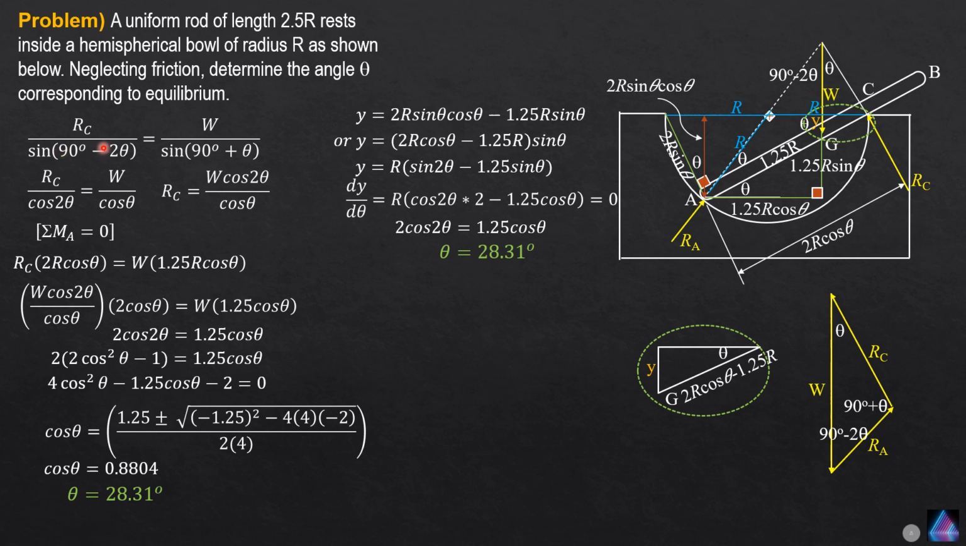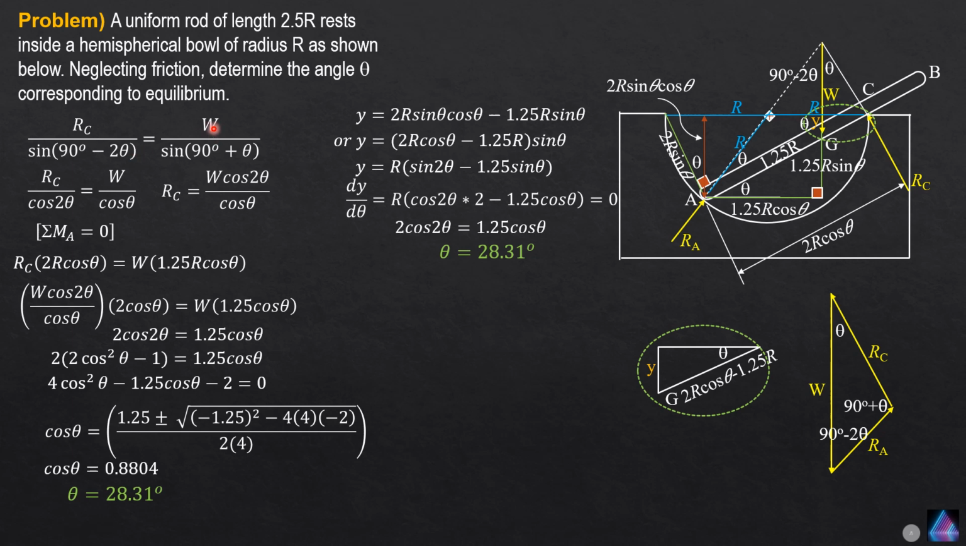Another way is you expand sine 90 cosine of 2 theta. So sine 90 times cosine of 2 theta is 1 times cosine 2 theta. So that's really cosine 2 theta minus cosine of 90, which is 0, times sine of 2 theta. So the second term is 0 in the expansion of difference formulas.